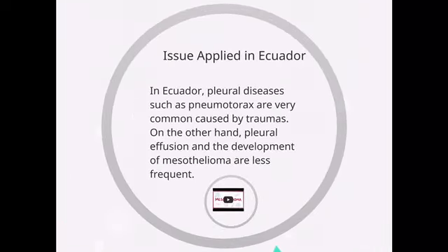Applied in Ecuador: in Ecuador, pleural diseases such as pneumothorax are very common, caused by traumas. On the other hand, pleural effusion and development of mesothelioma are less frequent.